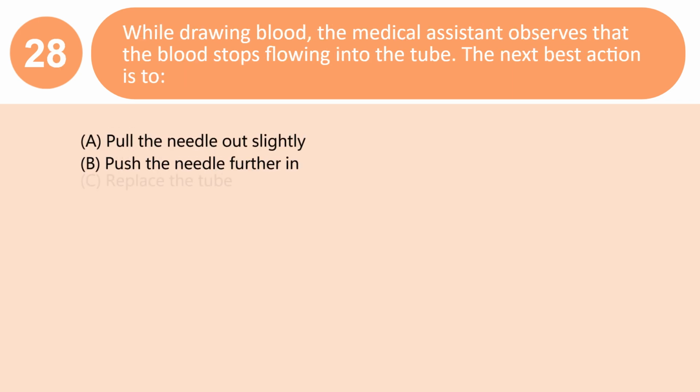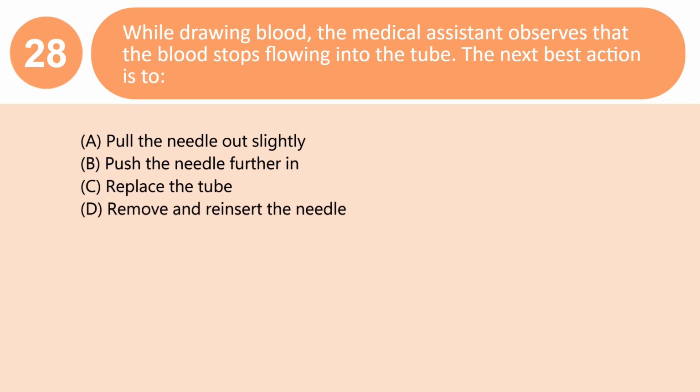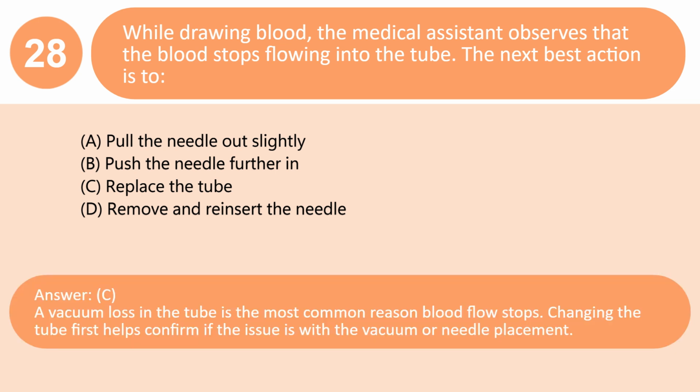While drawing blood, the medical assistant observes that the blood stops flowing into the tube. The next best action is to: A. Pull the needle out slightly. B. Push the needle further in. C. Replace the tube. D. Remove and reinsert the needle. Answer C. A vacuum loss in the tube is the most common reason blood flow stops. Changing the tube first helps confirm if the issue is with the vacuum or needle placement.